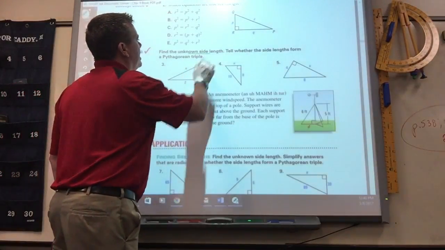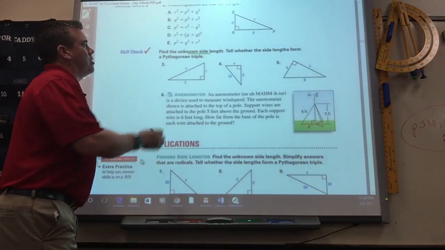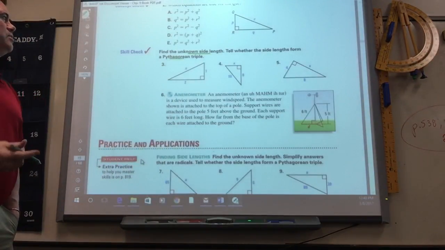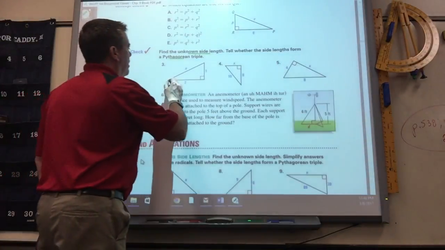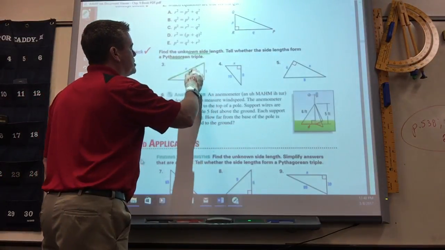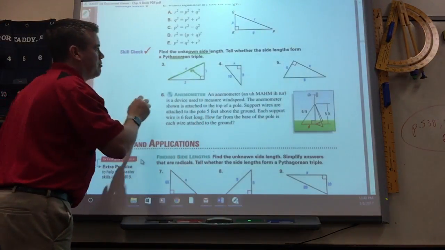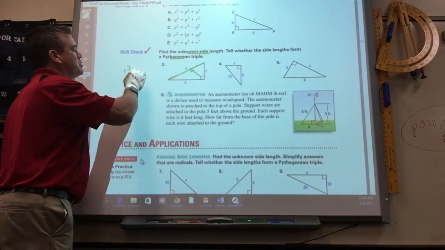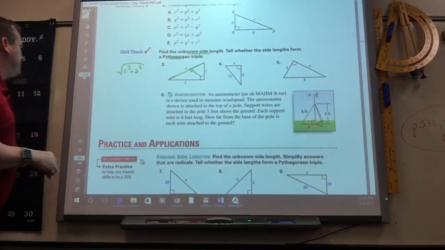So we've got to find the unknown side and tell whether they form a Pythagorean triple. So you're going to find a number and then say yes or no. This is the hypotenuse. It's opposite the 90, so to find the hypotenuse, you square them and add them. 1 squared plus 2 squared, and then you square root it.